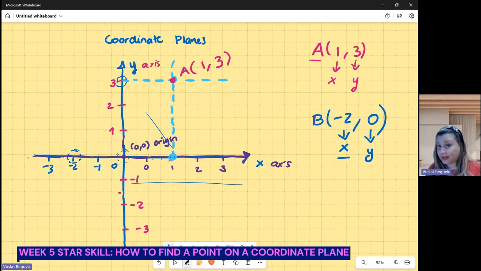Okay, that's where they connect, and that is called the origin. 0, 0 is the origin. Origin is very important. So keep that in mind, because in the ratios, you also need the origin. Okay? Anyways, 0.